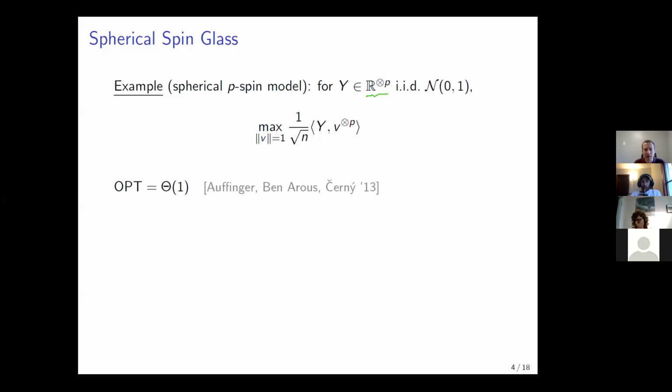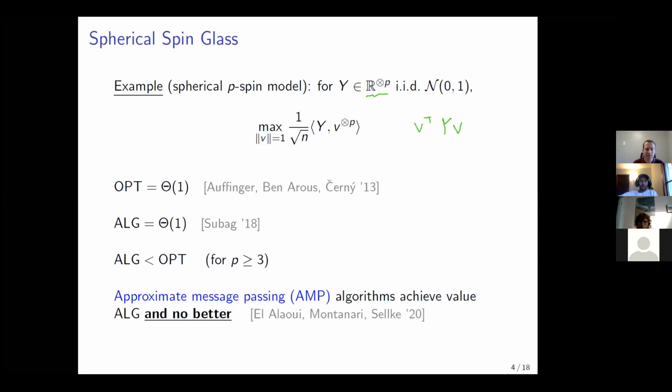And so what's known about this is that the optimum value is some constant under this scaling, but the best known algorithms achieve some different constant. I won't try to get into what the constants are, but the algorithmic threshold is smaller than the true optimum, as long as p is greater than 2. Notice that for p equals 2, this is just an eigenvalue problem. So we're just given a random matrix and you want to maximize v transpose Yv. And this, of course, we can do in polynomial time. But for p greater than 2, this is a highly non-convex function that's not clear how to optimize.